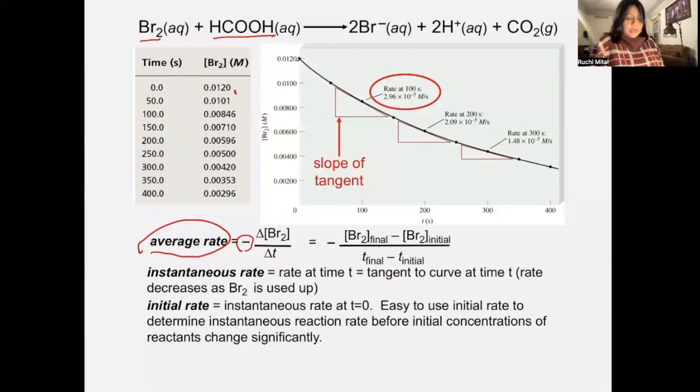So bromine final minus initial, divided by the final minus initial time, and you'll be able to calculate the average. And then instantaneous means rate at any time. You will draw a tangent on the line and you'll be able to calculate the instantaneous rate. And initial rate is the instantaneous rate at time zero.